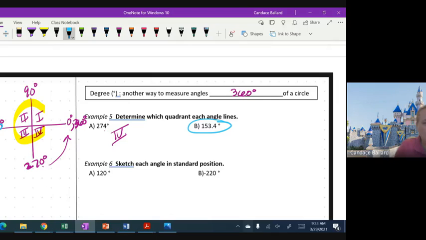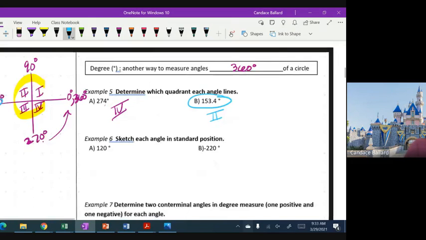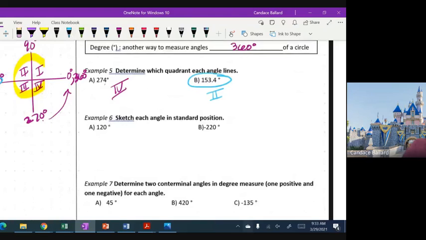All right, excellent work. That is in fact in quadrant 2. The next thing we're supposed to do is sketch the angle in standard position. So you don't have to be perfect. It has to be an estimate. I believe on the homework, these ones are multiple choice.